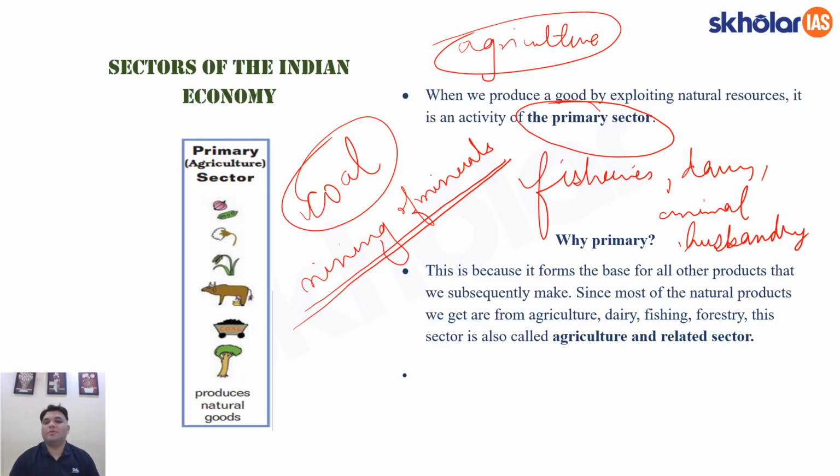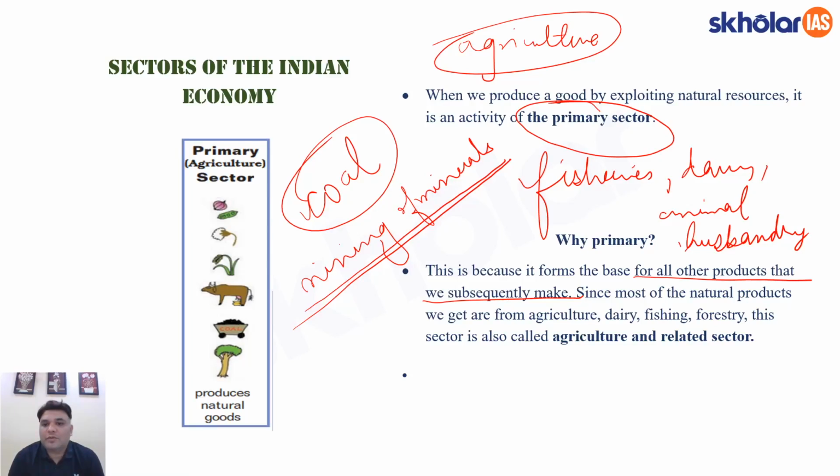Now why primary? This is because it forms the base for all other products that we subsequently make. कोल से हम इलेक्ट्रिसिटी बनाते हैं, एग्रीकल्चर से हमें ग्रेन्स और सीरियल्स मिलते हैं जिससे मैनी फूड प्रोडक्ट्स आर मेड, फिशरीज से हम आगे जाके उसको वी कैन यूज सी फूड फॉर डिफरेंट cuisines. Dairy, animal husbandry, these things give us milk, cheese, paneer, right? These things also give us silk at times. So primary sector activities become the base for all the other products that we subsequently make.